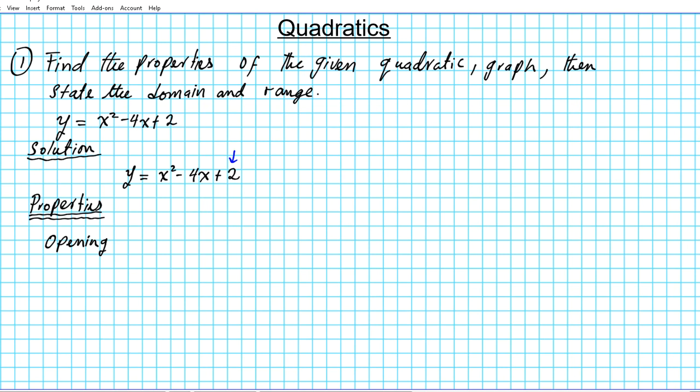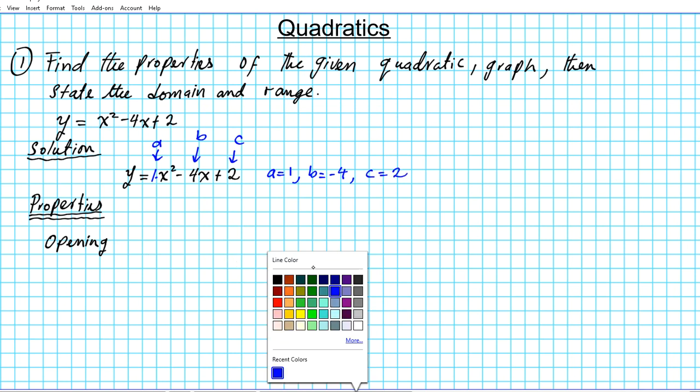As you can see, c is right here, and b is negative 4. Now, what is a? There's no number here, so it's the invisible coefficient. This invisible coefficient is 1, so our a value is going to be 1. Let's put that to the side: a is 1, b is negative 4, and c is 2.